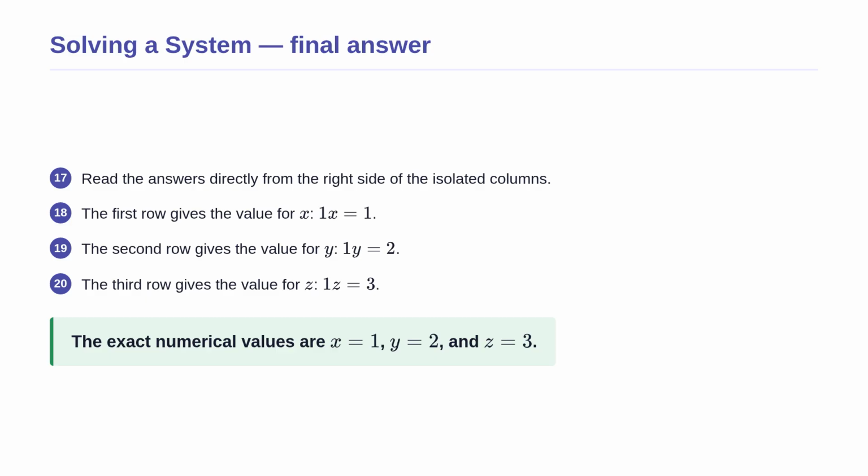The first row tells us that 1x equals 1. The second row tells us that 1y equals 2. And the third row tells us that 1z equals 3. We have completely solved the messy system of equations without any guesswork, isolating each variable perfectly.